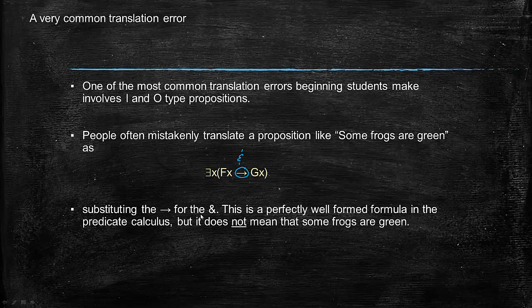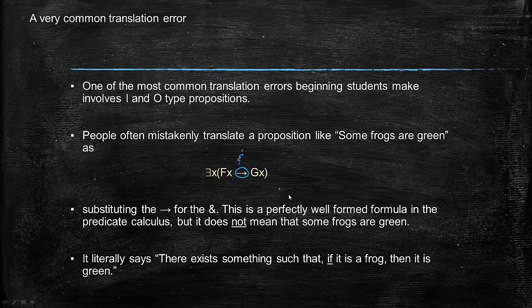First of all, there's nothing wrong with this formula in the sense that it is a perfectly well-formed formula. In other words, the conditional statement is a meaningful statement in predicate logic. But it's just not what we mean when we say that some frogs are green. So this literally says there exists an X such that if it's a frog, then it is green. It does not say there exists an X such that it's a frog and it's green.